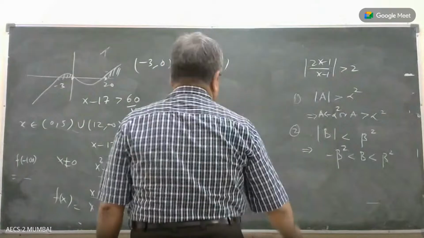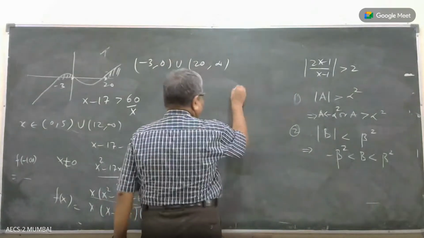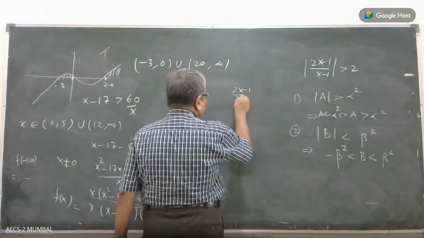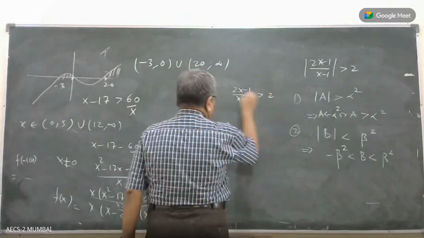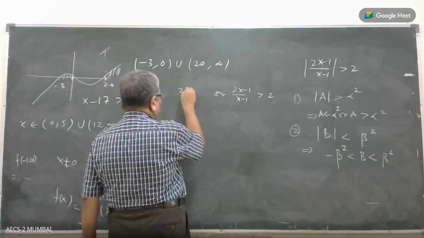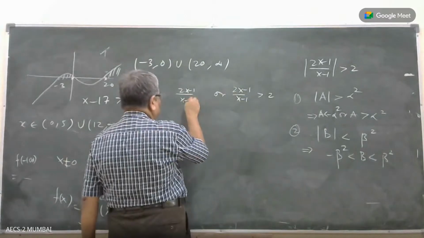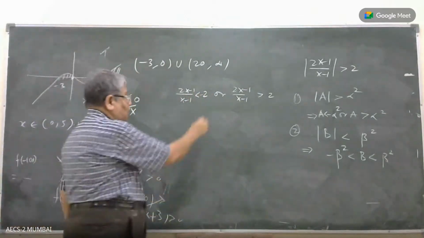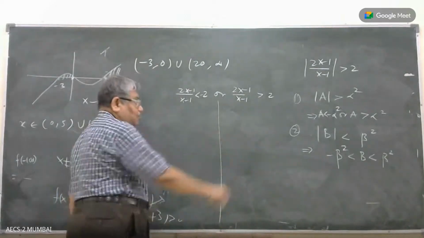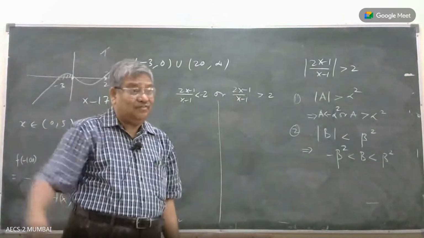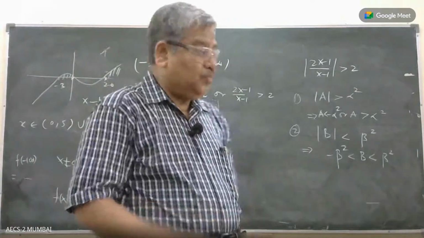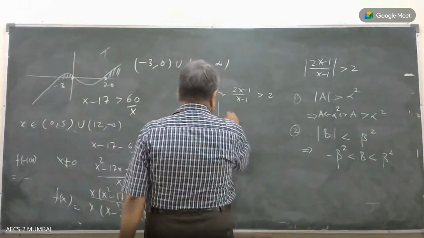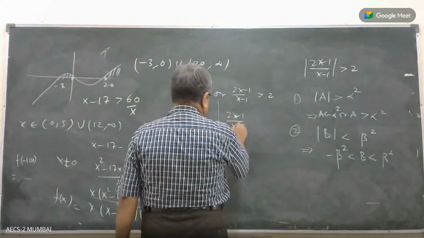So this means what? This means two things. Is this correct? So you have to solve this, you have to solve this, and take union. And how do we solve this? We will bring everything to one side. So this will be 2x minus 1.